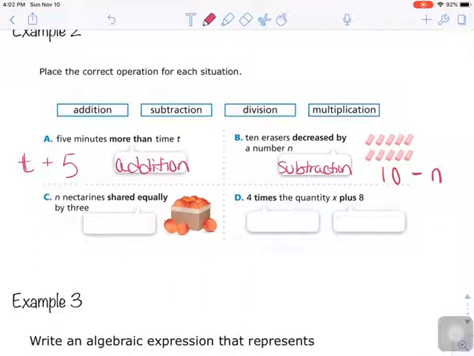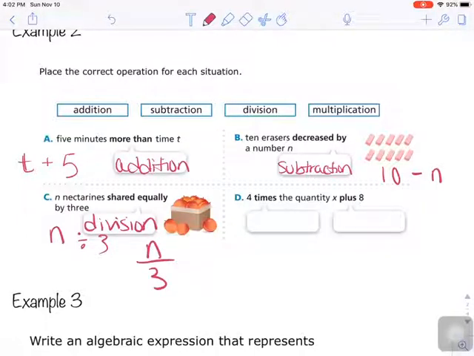All right, C, n nectarines shared equally by 3. So shared equally, this means that whatever we have, we're giving it equally to each person. So we're dividing it equally, which means it's going to be division. So we're going to have n nectarines divided by 3. We could also write this as n over 3. That still means to divide.